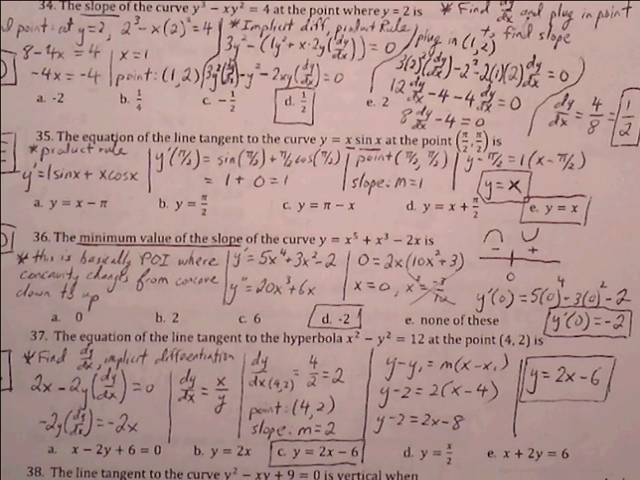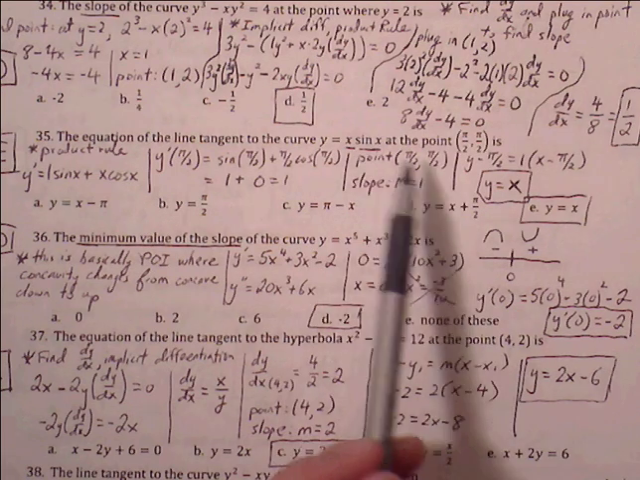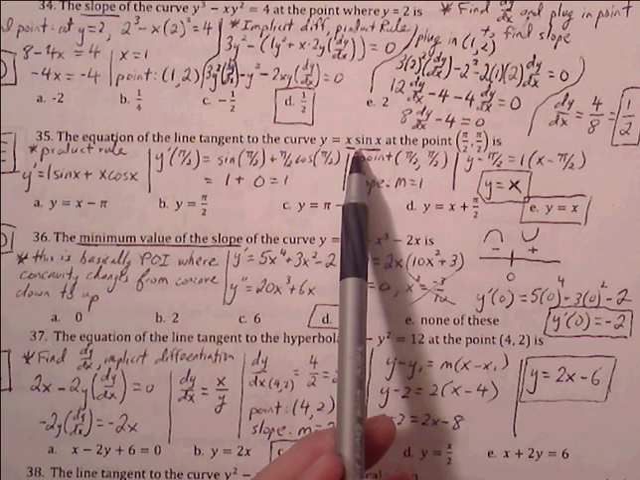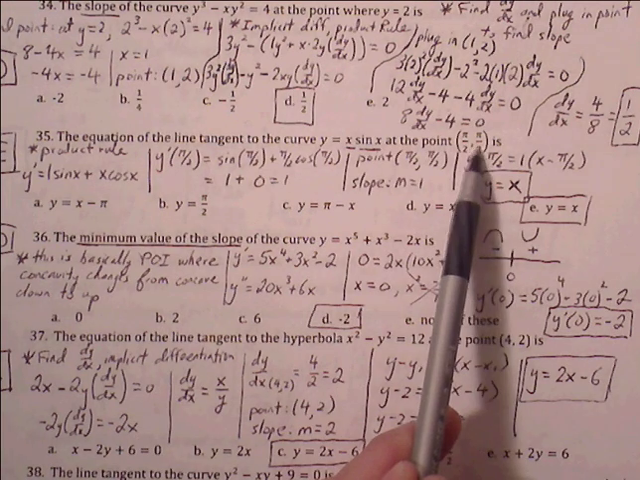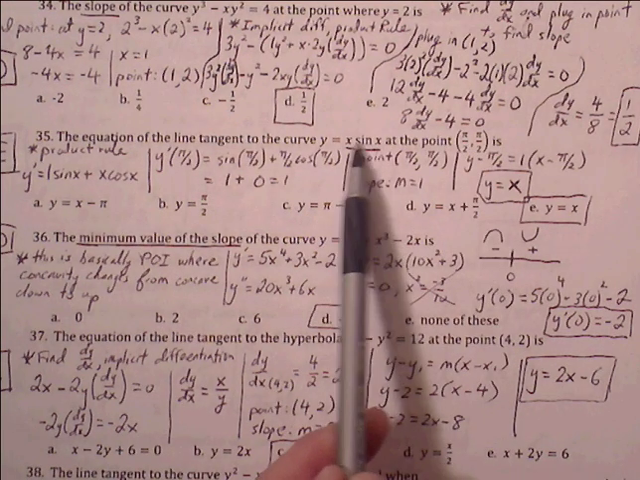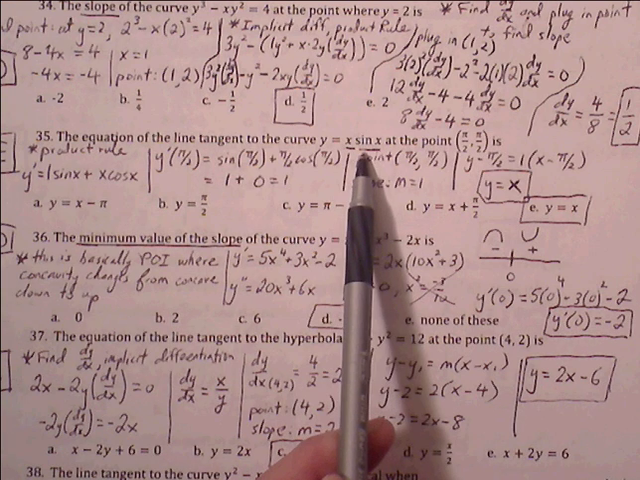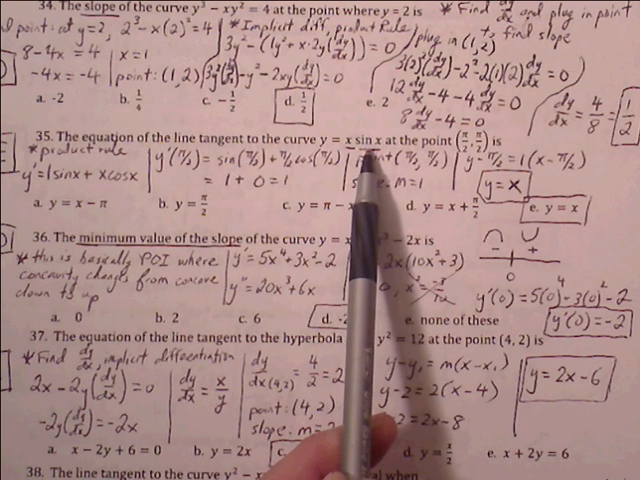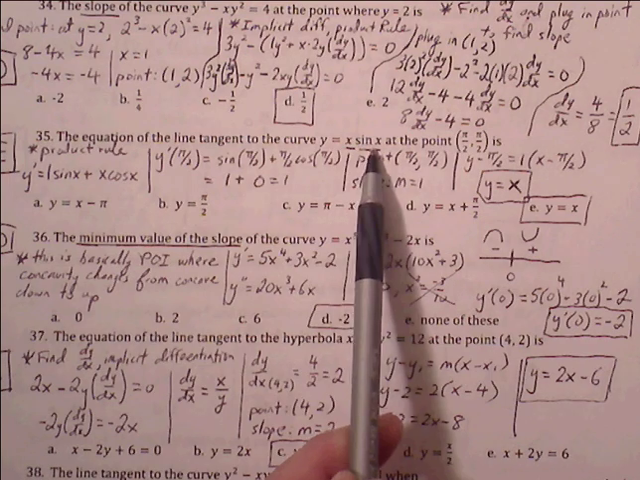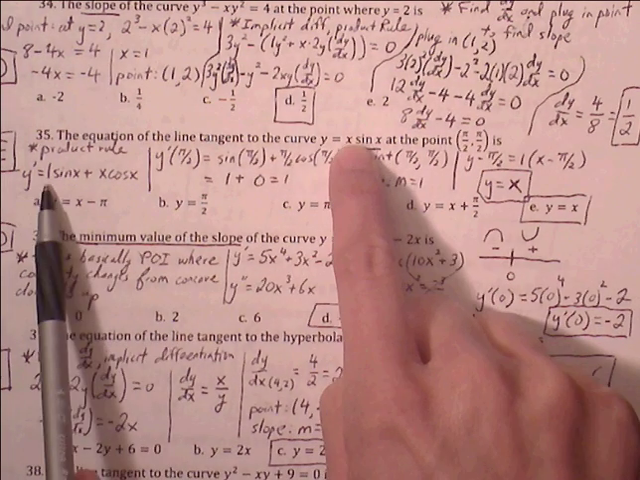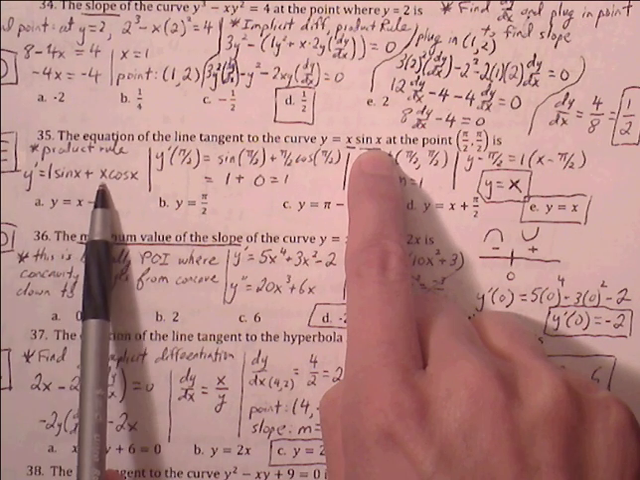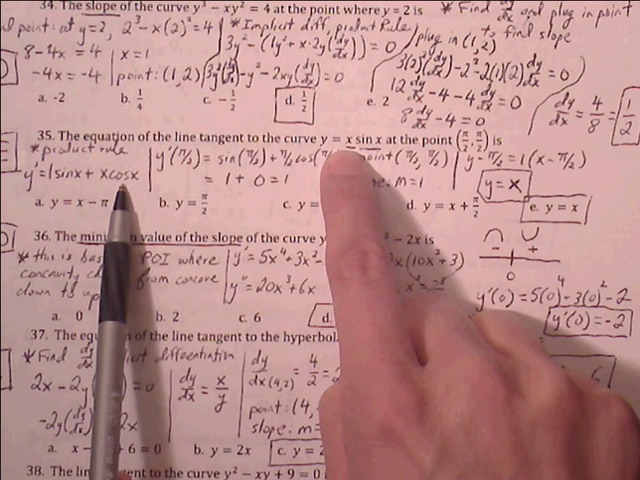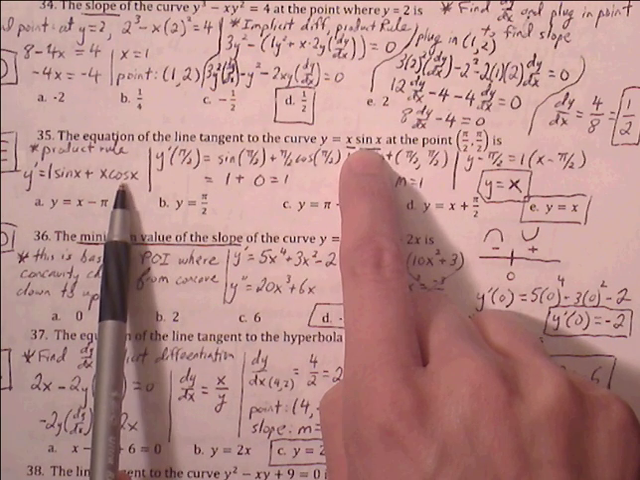Okay, 35. The equation of the line tangent to the curve. If we want to find the tangent line equation, we need the ordered pair, which we have, and we need the slope, which has to come from the derivative. And if you look at the way this is set up, we have to go through the derivative procedure, applying the product rule. So product rule: f prime g plus f g prime. So x's derivative becomes 1, f prime times g plus f g prime. The derivative for sine is cosine.